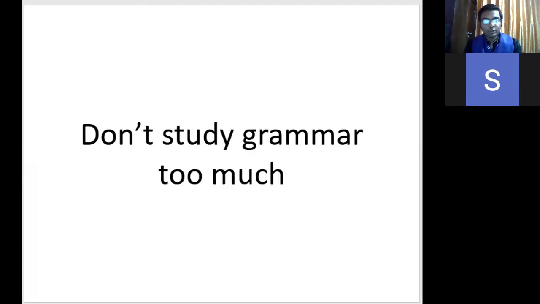Then the next one is don't study grammar too much. As I already talked about it, initially, if you start with grammar, the chances are your focus will shift from speaking to studying. And there is a big difference between speaking and studying. You should start speaking at first, and then learn grammar.